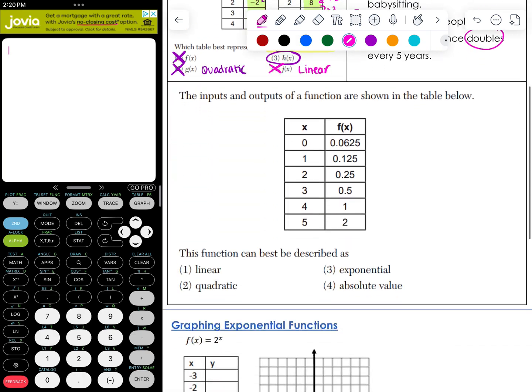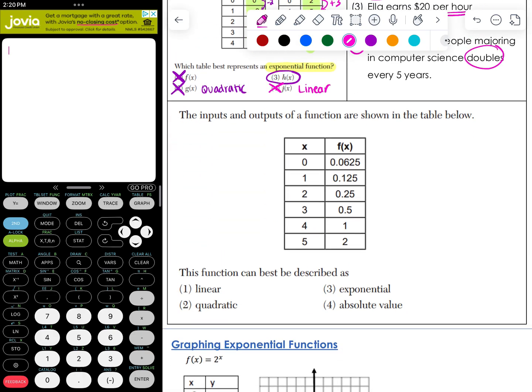Okay, let's take a look at another type of question here. The inputs and outputs of a function are shown in the table below. As you can see, our x values are increasing in order. So now what I'm going to do is look at my f of x values to find a pattern. This function can be described as, let's see what we notice. I'm going to go in reverse order to talk about the answer choices.